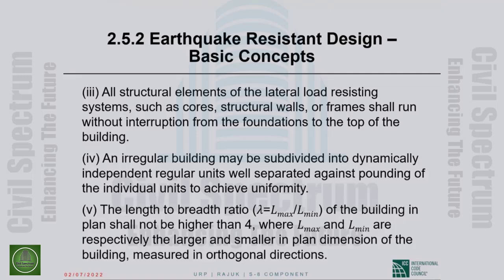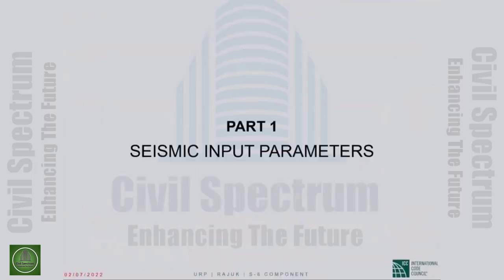The length to breadth ratio, the plan dimension ratio of the building, long side to short side ratio of the building in plan shall not be greater than 4. Okay. Now that I agree is desirable, and this one you probably will get most of the time. But anyway, so those are desirable characteristics.